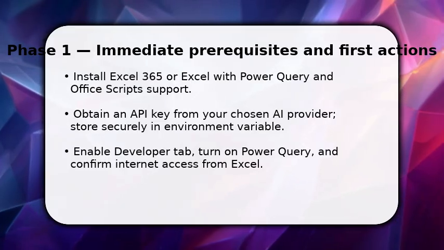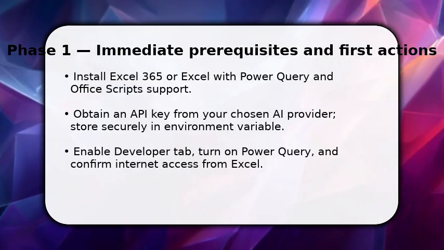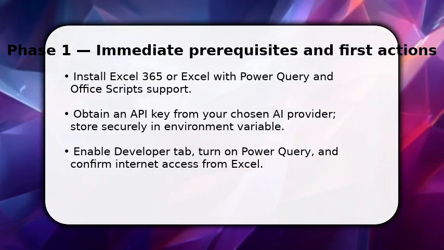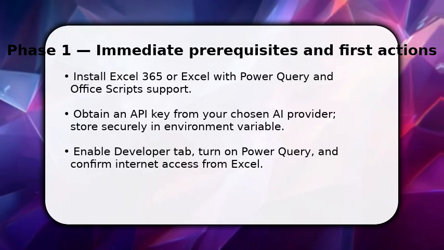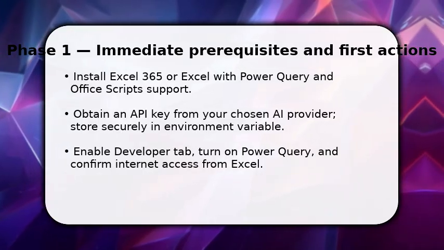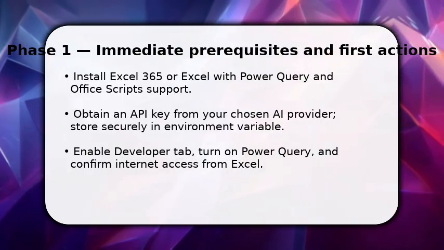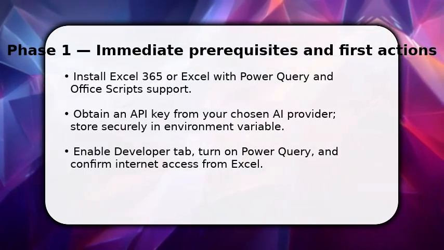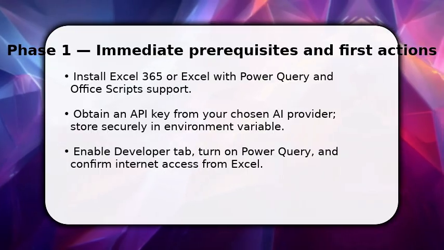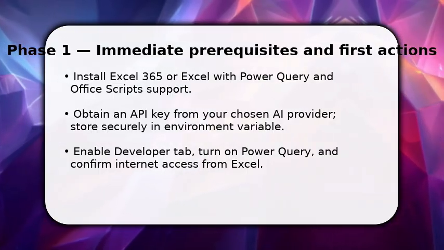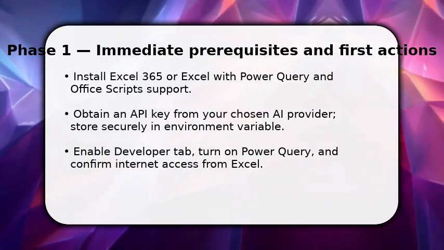You start by confirming essentials. Excel 365 with Power Query and Office scripts, plus an AI API key. Once done, create a secure environment variable for that key so Excel can call the service without embedding secrets. Then enable the Developer tab and test Power Query connectivity to the internet. This prevents wasted time later.